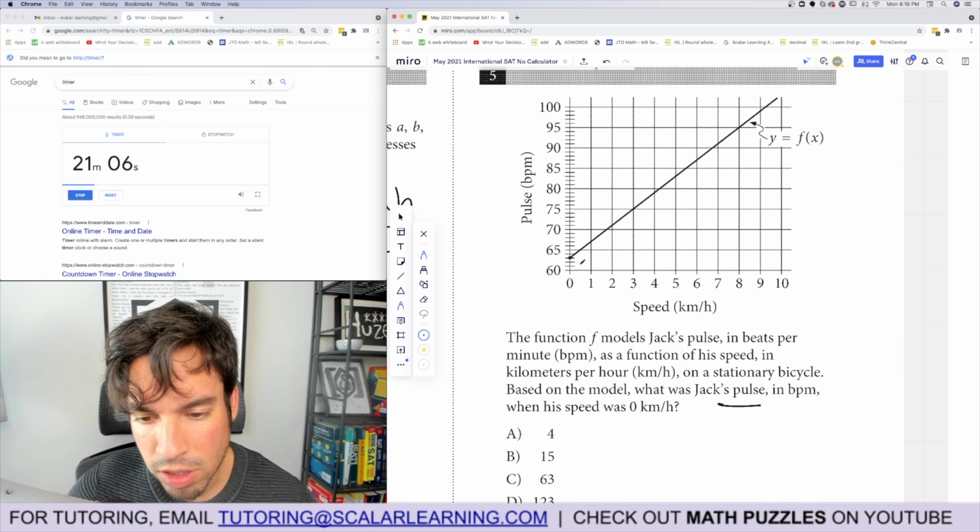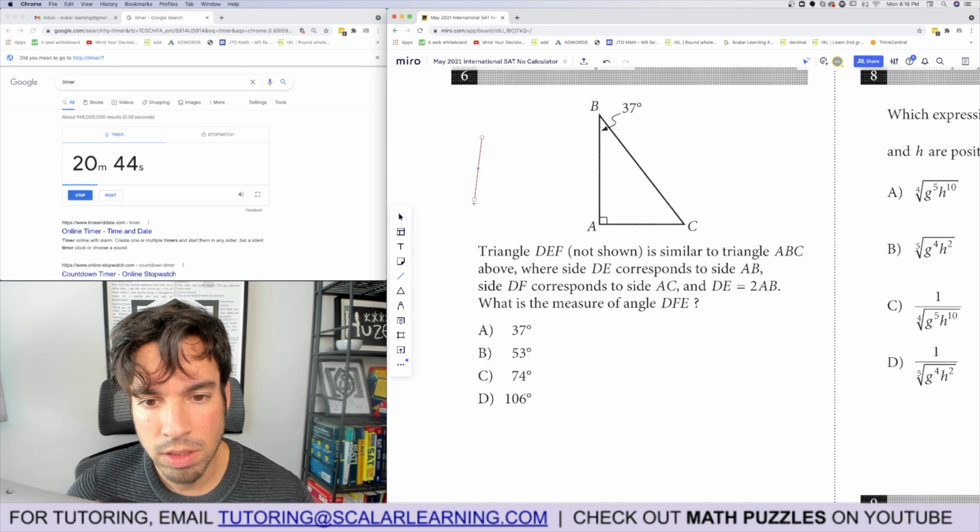Number 6. Triangle DEF not shown is similar. Well, let's draw it out then. Yeah, it's here. Let's do it like this. Let's not do it in red.